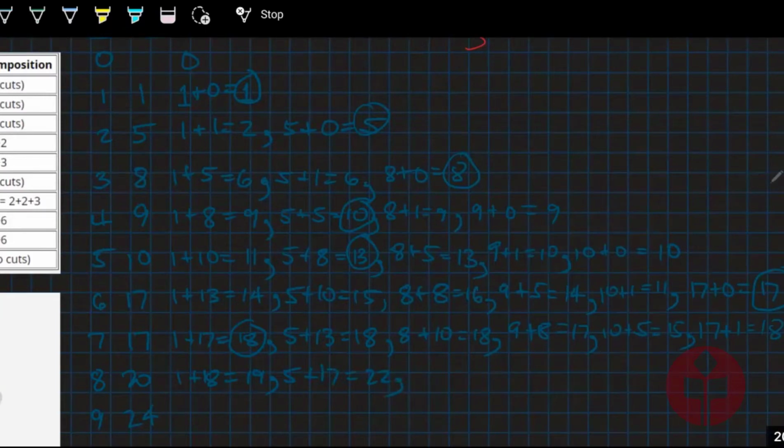Third calculation is 8 and 13. So 8 plus 13, 21. Fourth calculation is 9 and 10, right? 9 plus 10 is 19. Fifth calculation is 10 and 8. If I'm counting up correctly, right? So it's 10 plus 8.